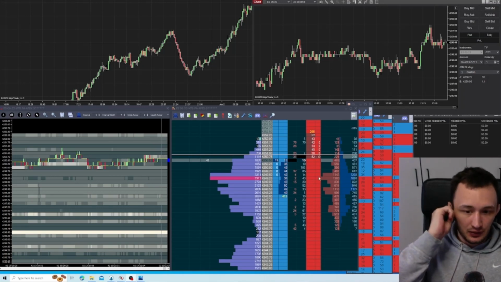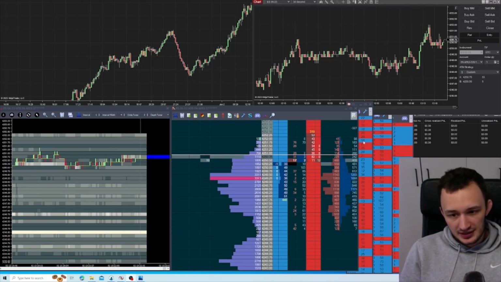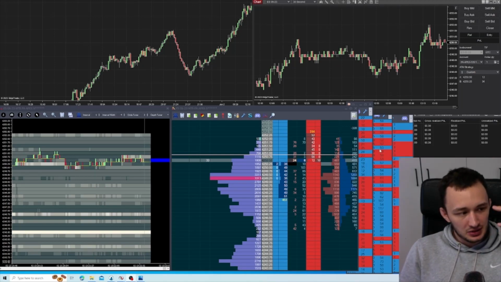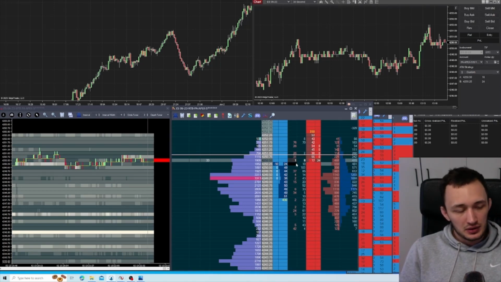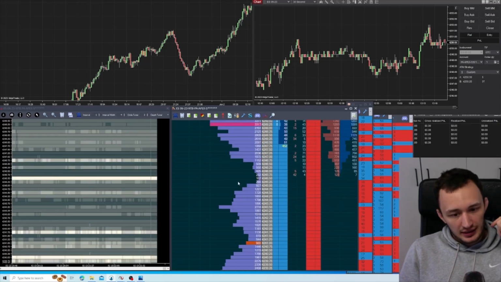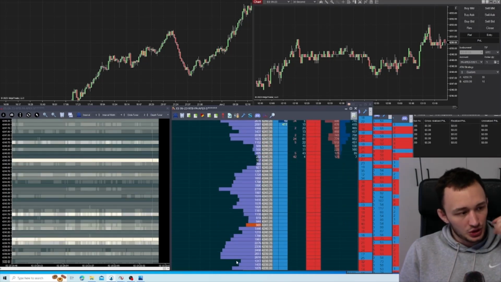In the second video, we went over the times and sales, what these numbers mean, what big buyers mean, institutional buyers, sellers, and stuff like this. So now in today's video, we're going to go over the market volume profile, like these bell curves here, which I call them.